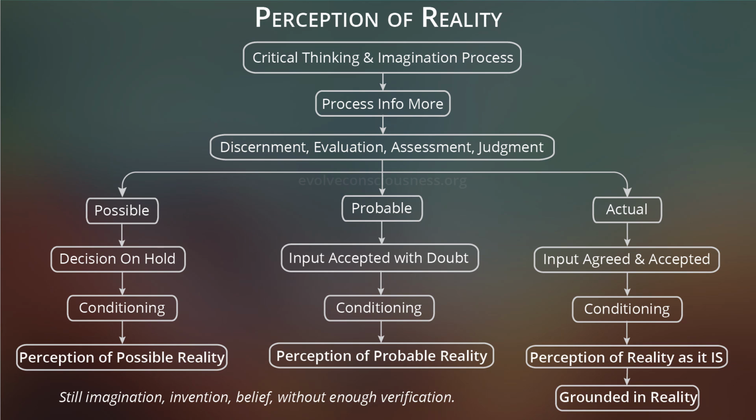Now when something's probable, there's not enough verification in reality. So it's a probable reality. It's not an actual reality as it is. It's not grounded in reality. The same thing with possible. Right there, you're not even accepting it with doubt. It's still on hold because it's still even more flimsy and less grounded in reality. So it's a possibility of reality. Now the possibility of reality and the probability of reality, both of them are still both in imagination and invention and belief without enough verification in the grounding of reality.